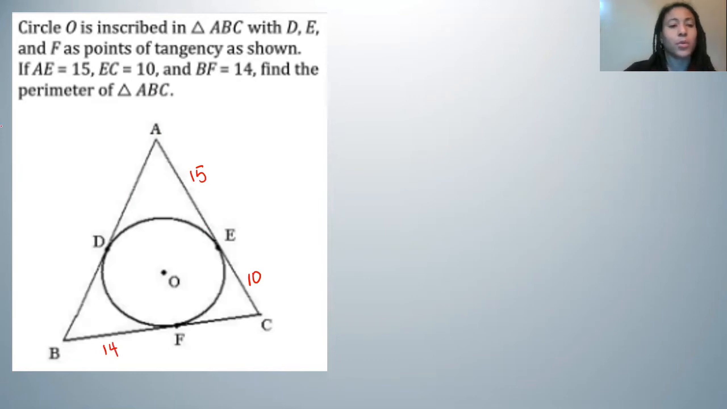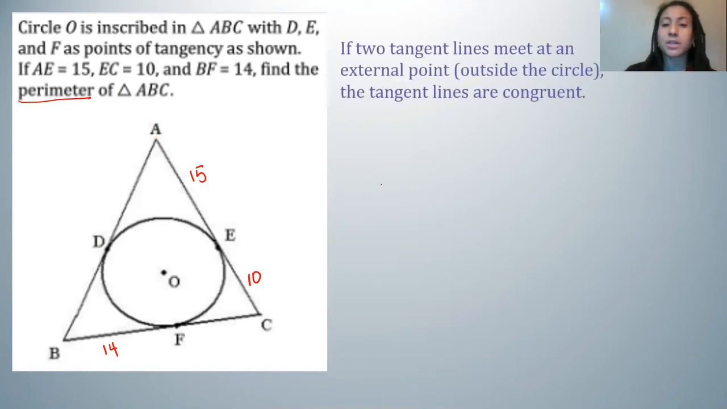The word perimeter means we want to find the sum of the exterior. So ABC is this triangle on the outside, and we want to find the length of all three sides and then add them up. So how can we go about doing this problem? As noted on our handy helper, if two tangent lines meet at the same external point, the tangent lines are congruent. What does that mean?